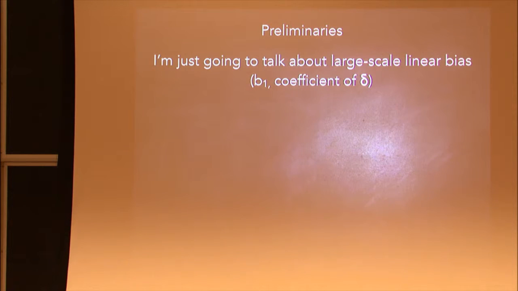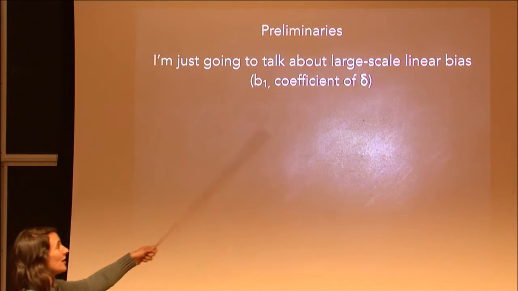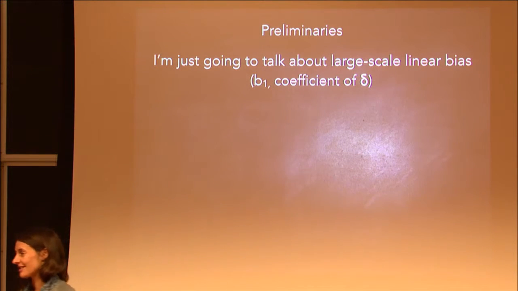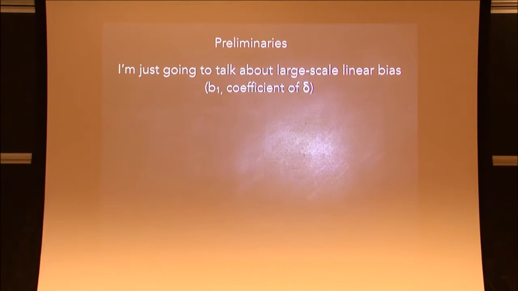So just some preliminaries. In this talk, I'm only going to be talking about the really large-scale linear bias, meaning the b1 coefficient of delta. That's not because I don't think that all of these other k-squared, k, peak constraints, velocity bias, and so on are there, but I think there's something interesting going on already at this level, so I'm just going to focus on that in this talk.